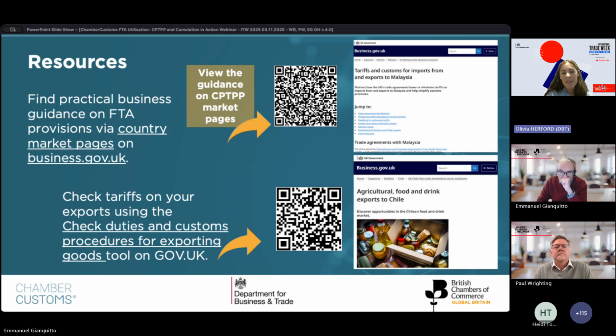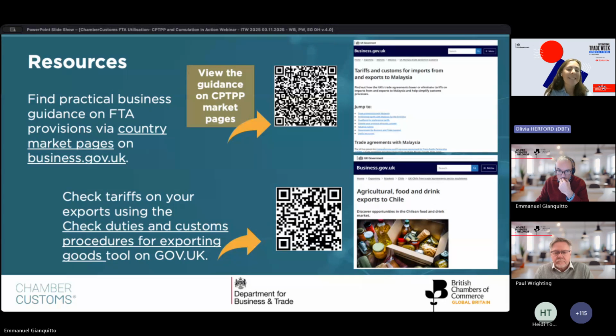So if you visit any of what we call country market pages on business.gov.uk, you'll find under a heading, how to utilise the FTAs, various different pieces of guidance that walk you through what it means for different businesses.